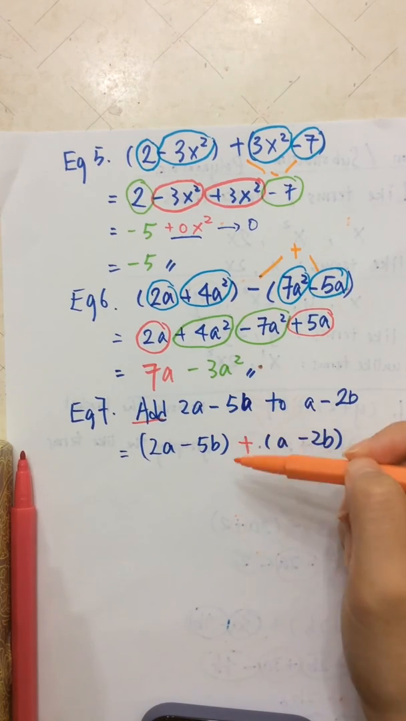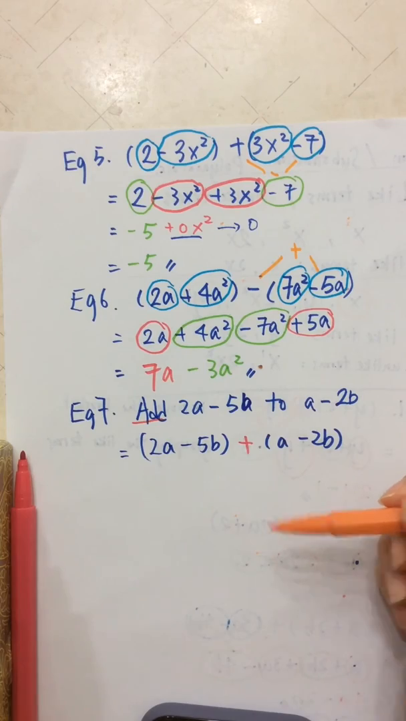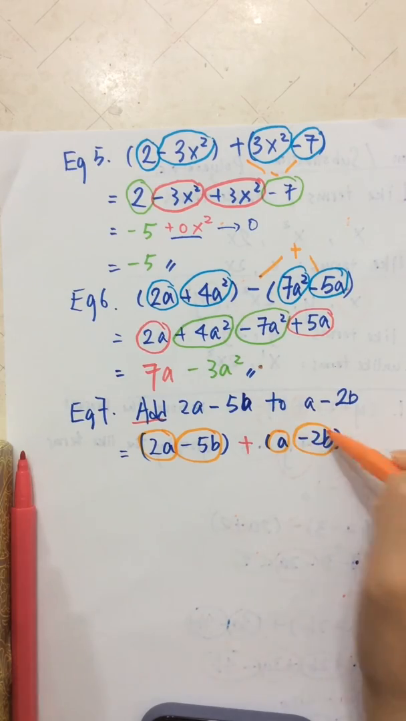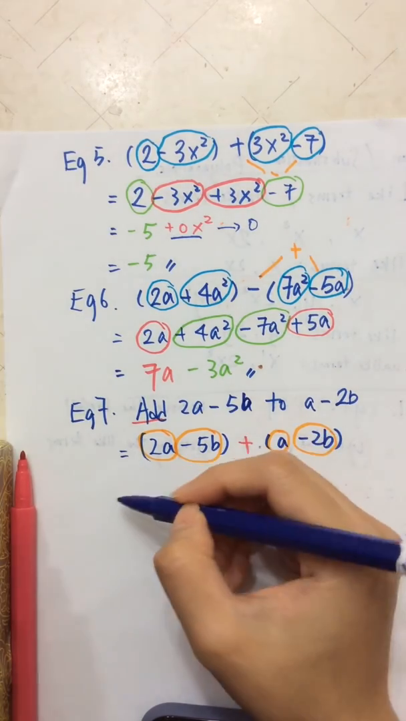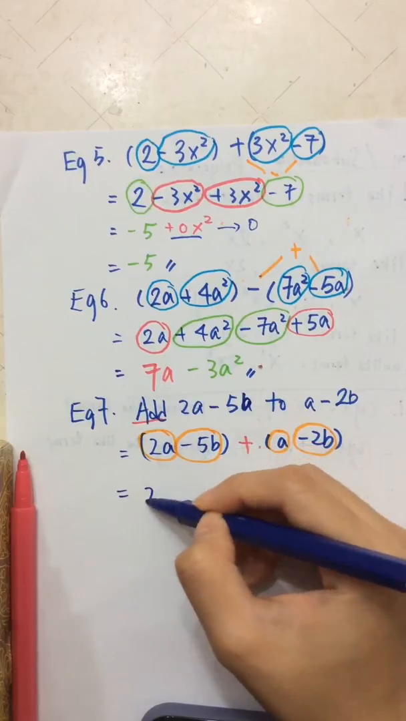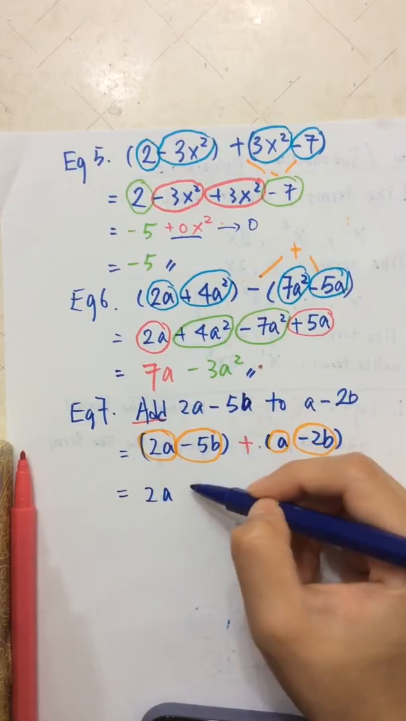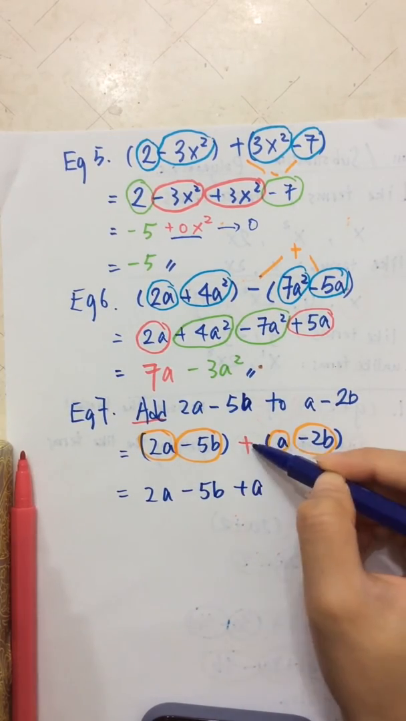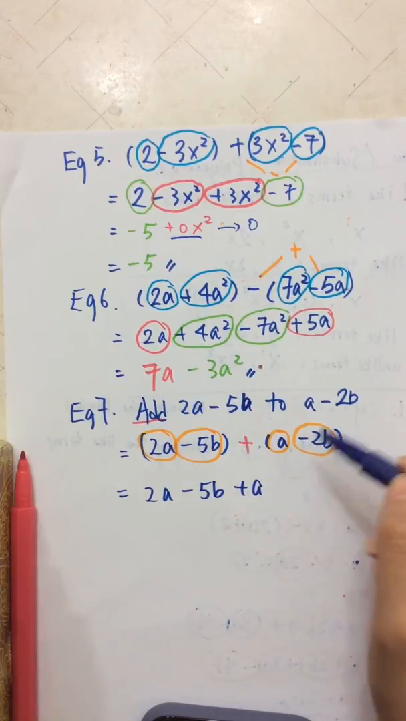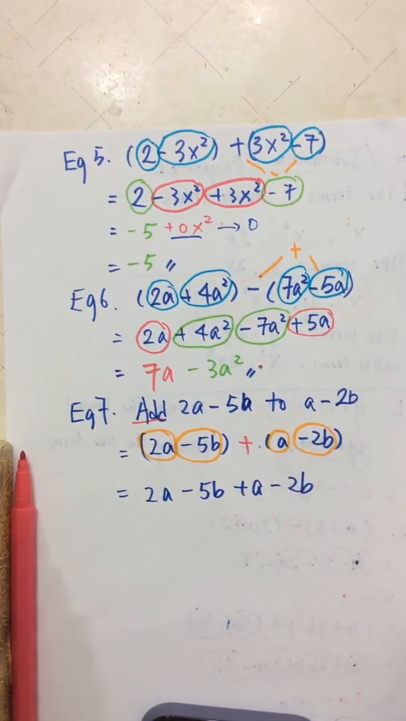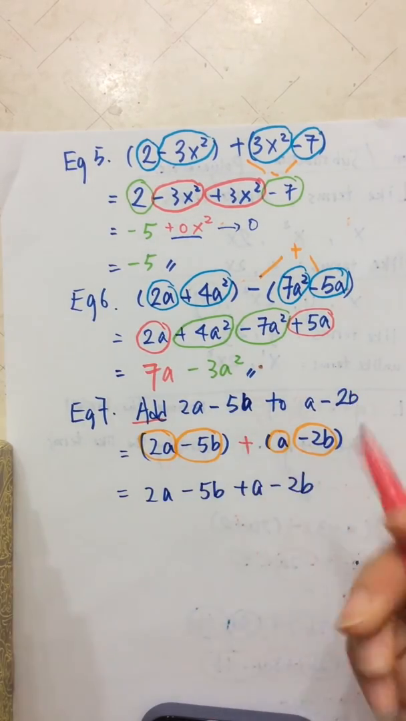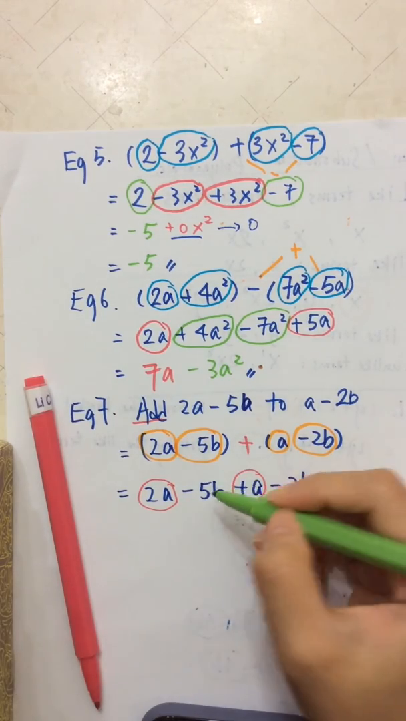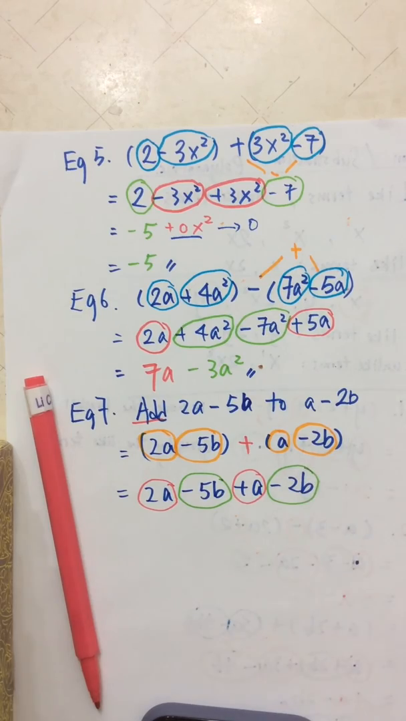For the next one, you need to remove the bracket, okay? Remove the bracket. Just circle it first for different like terms or different unknowns. So 2a just copy here, and then negative 5b, and this one should be positive a. Positive times negative becomes negative 2b. So for the next step, just circle the same like terms: 2a plus a, and then the other ones, negative 5b, negative 2b.